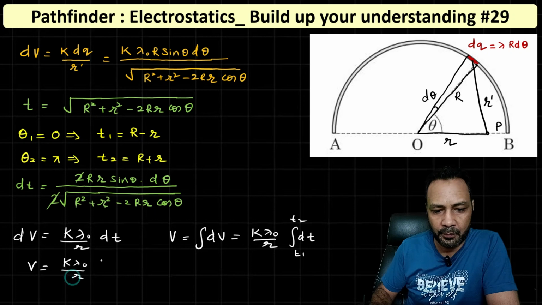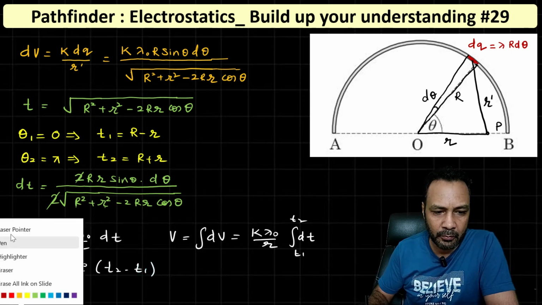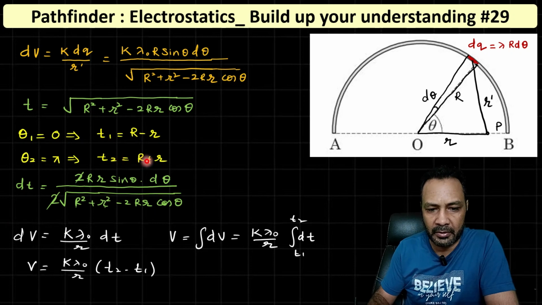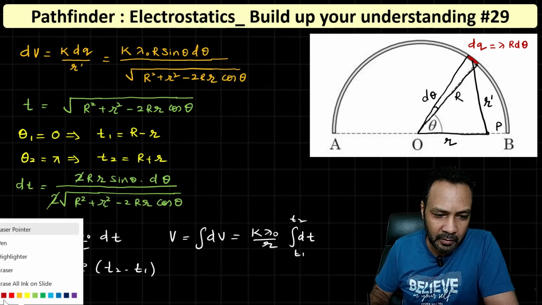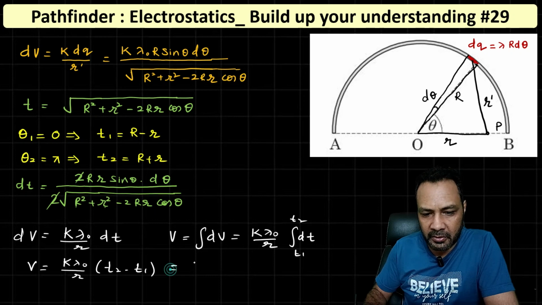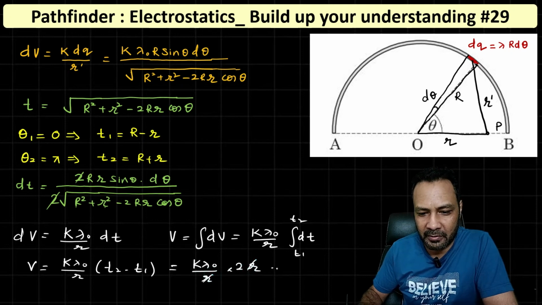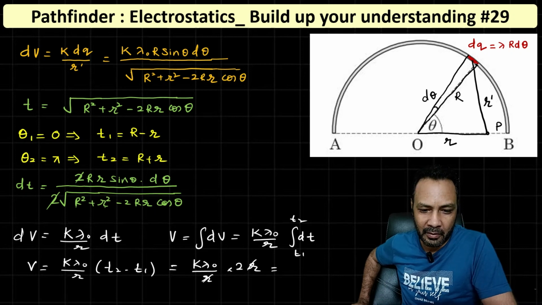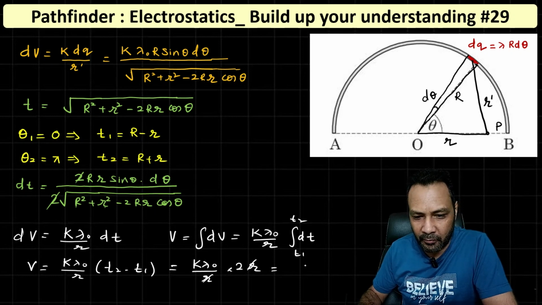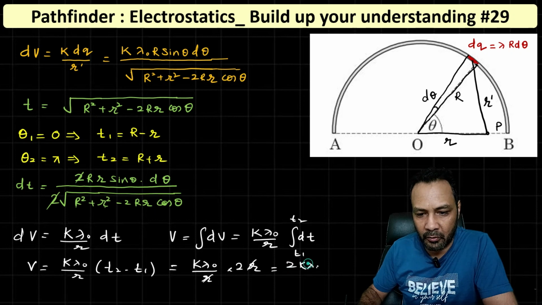Integrate it to get k lambda naught by r into (t2 minus t1), and see what is t2 minus t1. t2 is capital R plus small r, t1 is capital R minus small r, the difference is 2 small r, so we will get k lambda naught by small r into 2r. So that is a very unexpected result. This is independent of r. So the potential that I've got is 2k lambda naught.